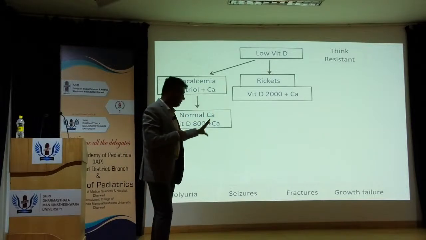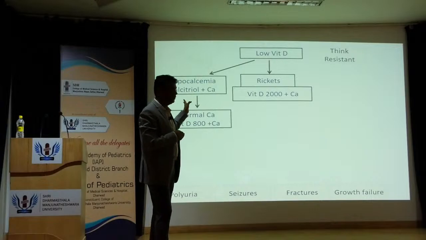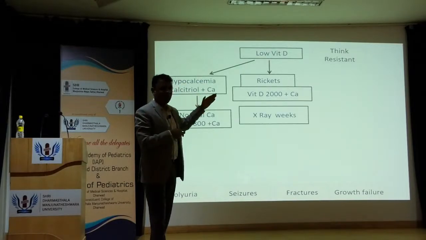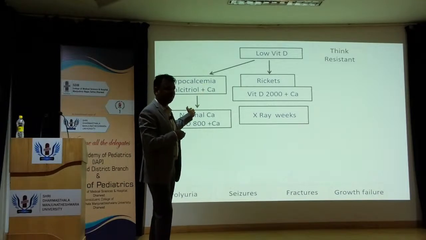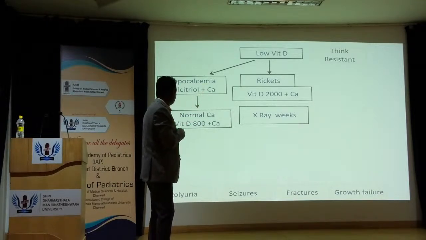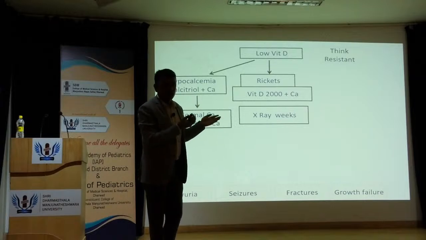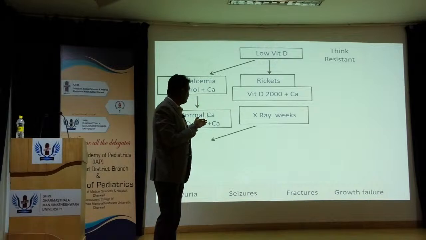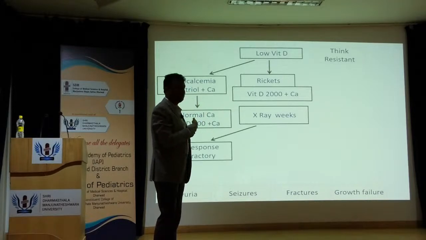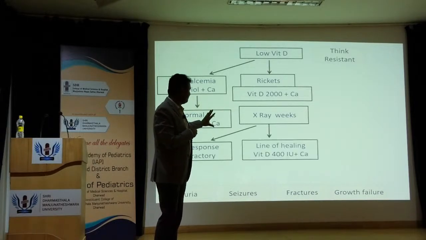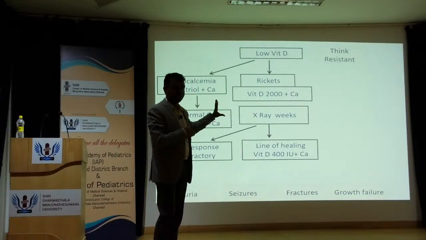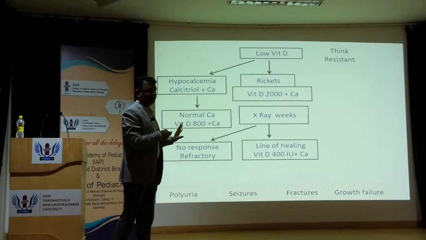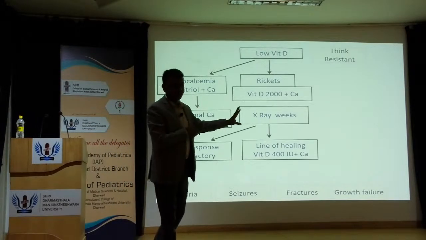All children, even when they have these things, have to receive the normal course of vitamin D and calcium, unless there are life-threatening hypocalcemic complications like arrhythmias or convulsions, where we need to give calcitriol as well as IV calcium to pull the child out of the emergency. They need to follow the same vitamin D and calcium therapy. After 6 weeks, take an X-ray. If there is no response, then label them as refractory. If there is response, continue treatment. So these symptoms should make us think resistance, but not label them as resistant immediately.